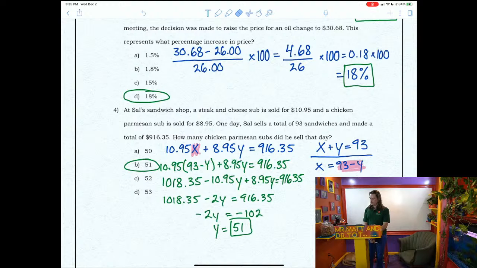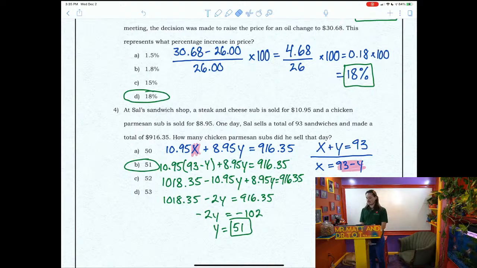For number 4, we can write 2 separate equations, one for the number of items. We know that he sold a total of 93 sandwiches overall. And the other equation we can write in terms of the revenue that he generated that day. We know the cost per steak and cheese sub is $10.95. And the cost of each chicken parmesan sub is $8.95. So 10.95x plus 8.95y has to be equal to his revenue on any particular day. So we're going to set that equal to $916.35.